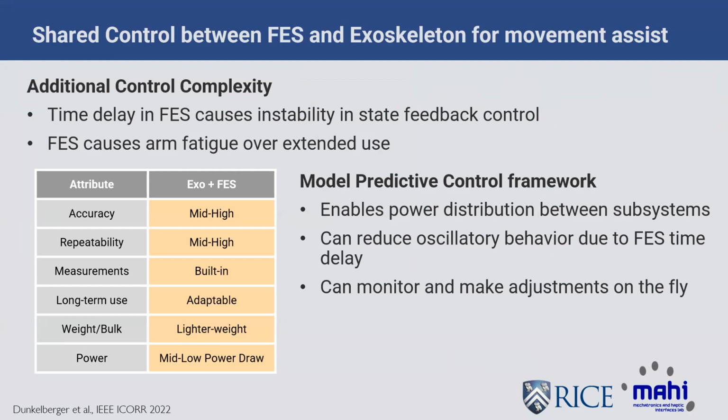One is that when we use FES with a user's muscles, it causes instability in state feedback control due to a time delay that's inherent in using functional electrical stimulation. Additionally, just due to the nature of how it works, FES causes arm fatigue over extended use. Due to this, we have looked towards a model predictive control framework, which enables us to tackle these challenges by distributing power between the two different subsystems through a cost function that we can modify.